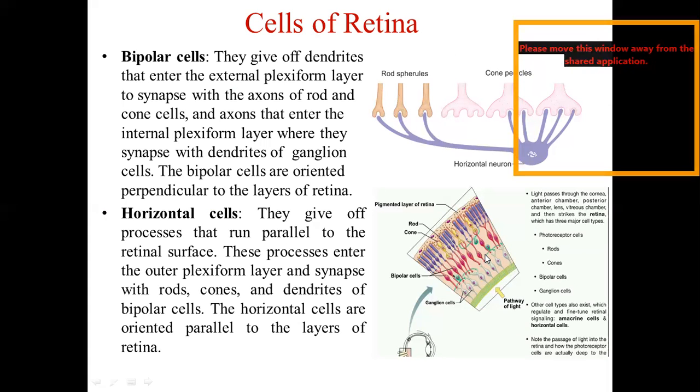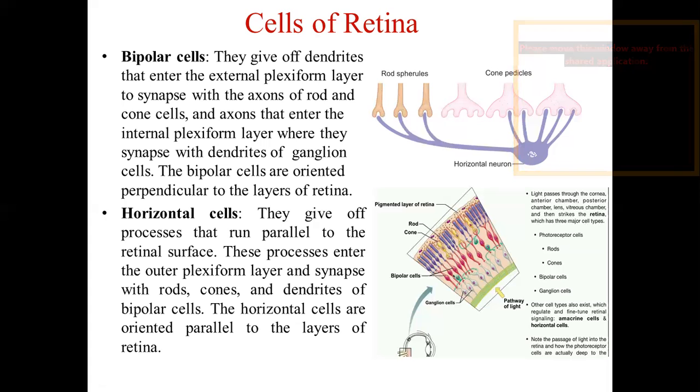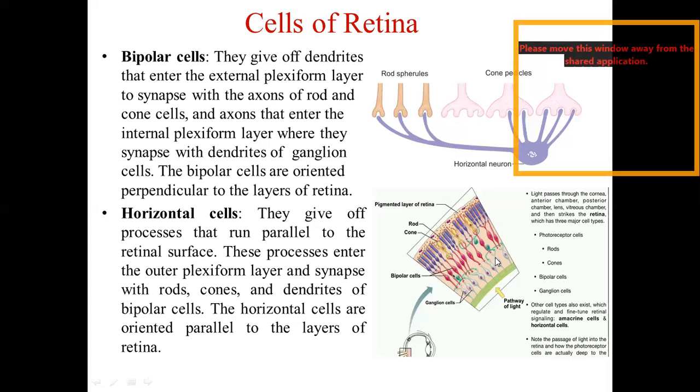So they give dendrites which enter the external plexiform layer and form synapse with axons of rods and cones. And their axons will form synapse with ganglion cell dendrite in inner plexiform layer. So you can see here, these are the axons synapsing with dendrites of ganglion cell, inner plexiform, and their dendrites synapsing with axons of rods and cone, outer plexiform layer. They are oriented perpendicular to the layers of retina.